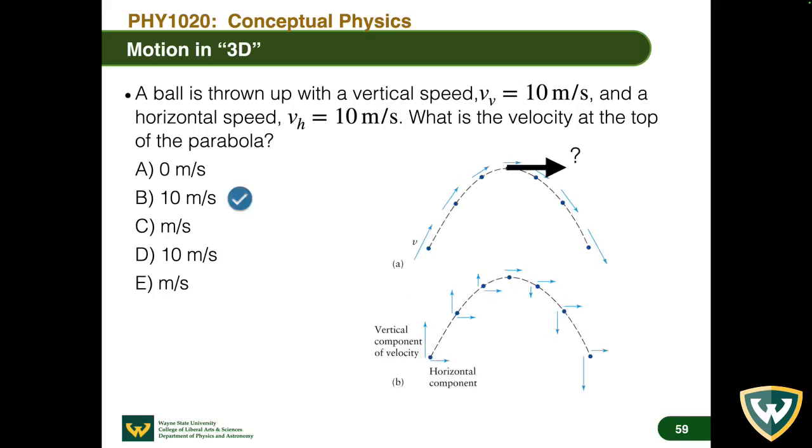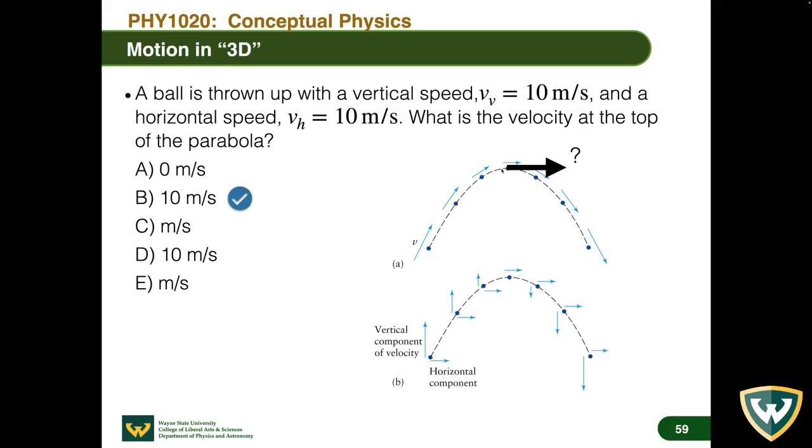Let me give you the answer. 10 meters per second. Why? Well, the component along the y-axis, the component along the vertical axis, of course, goes to 0. At the top of its trajectory, the ball is no longer going upward, and it's not going downward yet. Eventually it will, but not yet. And so it means that at that point, the ball is strictly in a horizontal motion.